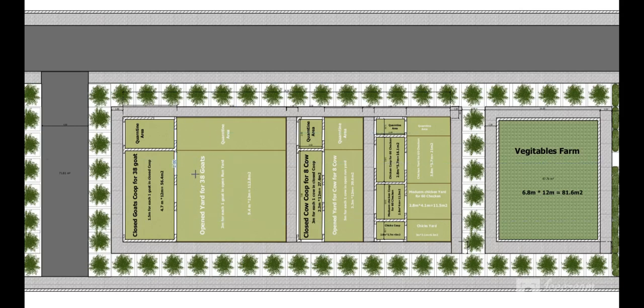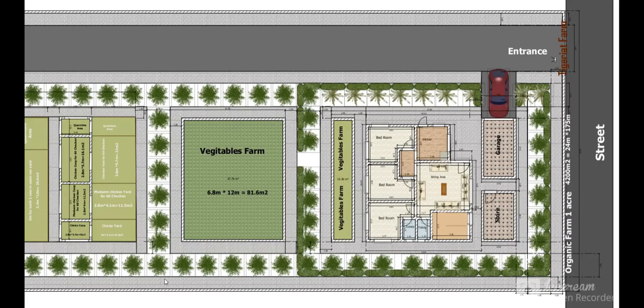About the goat area, as you see here, 4.7 by 12. This is the total dimension. But inside, 4.5. Here also inside, 1.8. Also here inside, 2.4. The running area quarantine is 9.5 multiplied by 2.7. Also here 9.5 multiplied by 7.7. To review again: 38 goats, 8 cows, and 60 chickens.